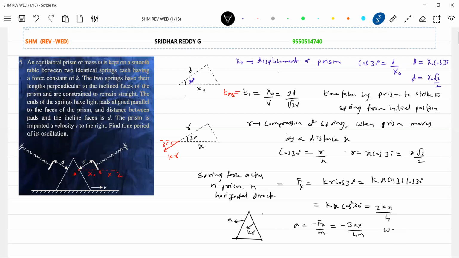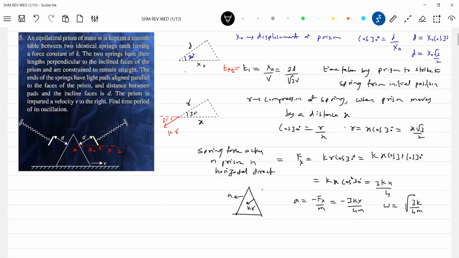Okay, no problem, I'll write it. Omega will be... What is the time taken to move from B to C back to B? Because it will be oscillating, no? So there should be 1/4 of the time period, so like half of the time period. So 2 pi, time taken by the prism to move from B to C and back to B.